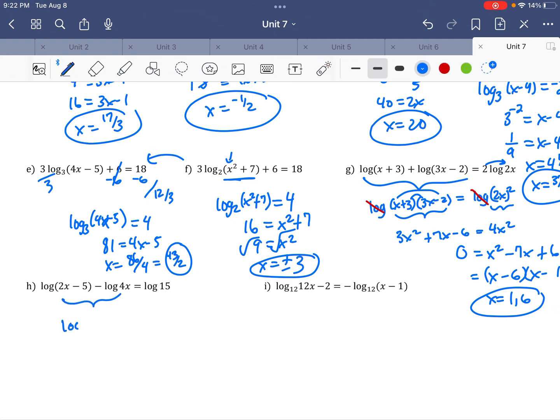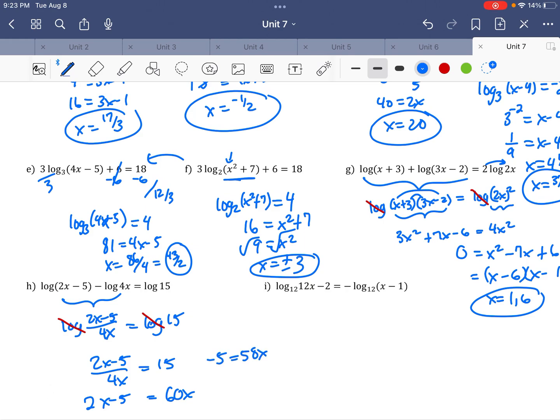All right, next one. So again, put these together. So I have log of 2x minus 5 over 4x equals log of 15. So now both sides match. I can just go ahead and drop this word log. So I basically have 2x minus 5 over 4x equals 15. So let's cross multiply. I get 60x equals 2x minus 5. Take away 2x, so I get negative 5 equals 58x. So x equals negative 5 over 58.